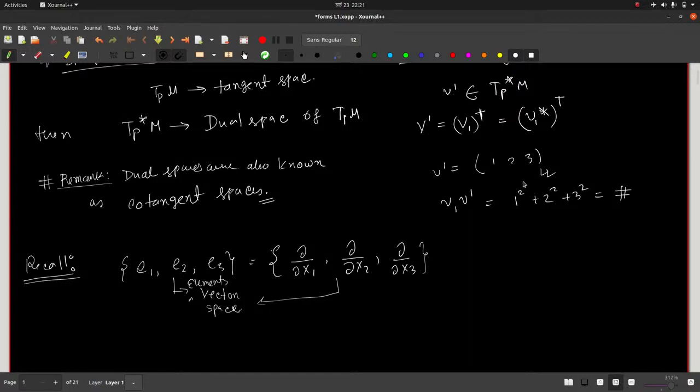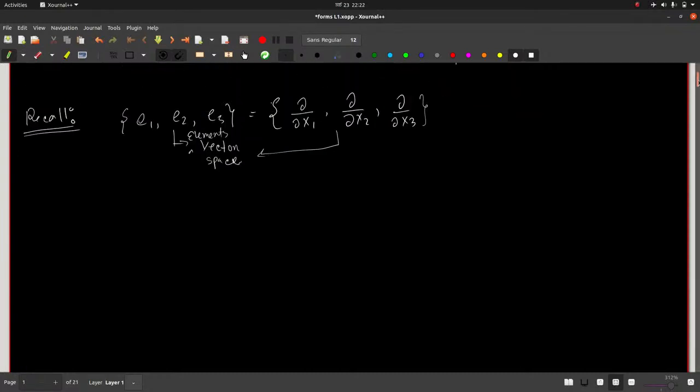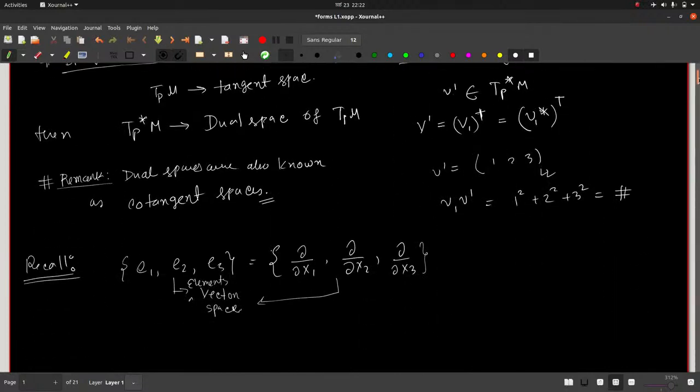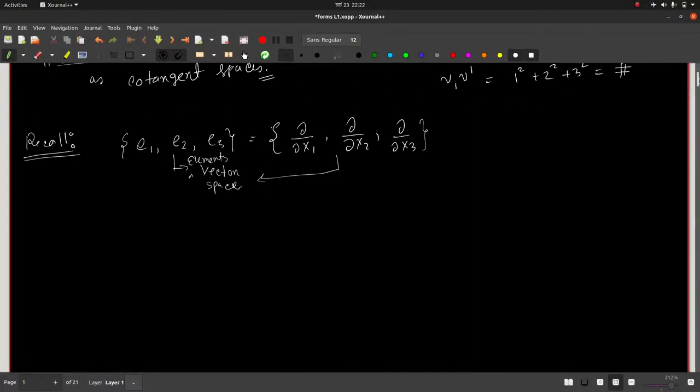And all this subscript and superscript stuff is related to covariant and contravariant things, but I won't go into that because that is a part of tensor analysis, which is not our topic here. So we'll stick to the notion of dual spaces and tangent spaces, or so to say cotangent spaces.